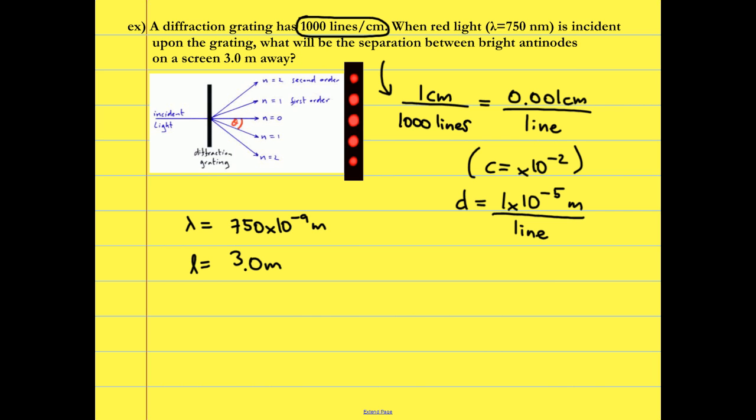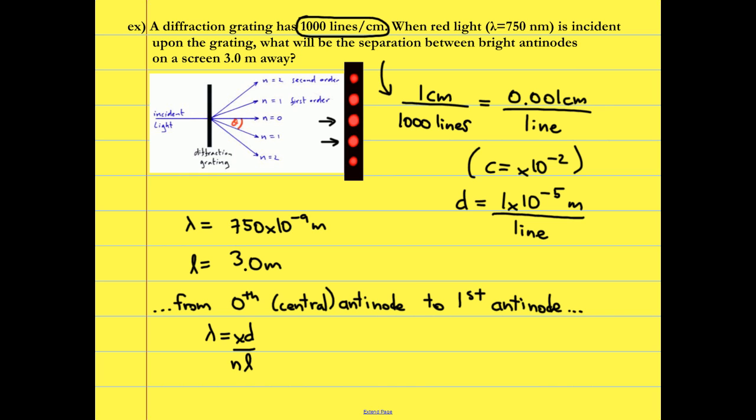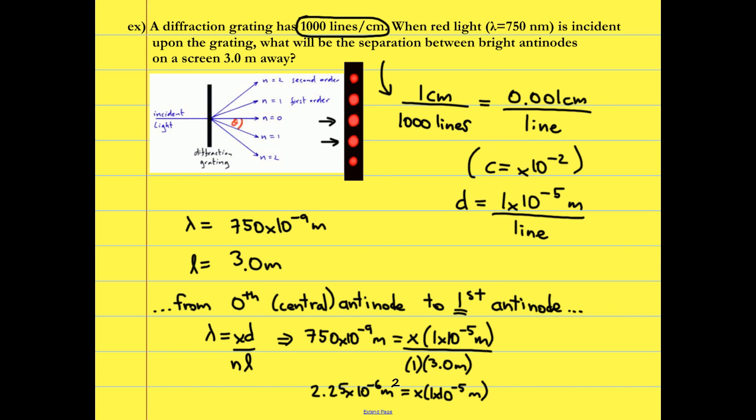So we need to figure out the distance from the 0th central antinode to the first antinode. So that's that distance on the diagram. So we'll use this equation, xd over nl. Plug in what we know. We use 1 for n because it's the distance to the first antinode, 3 meters to the screen, and then we're going to isolate for x. So eventually we end up getting that x is 0.225 meters, or about 23 centimeters.